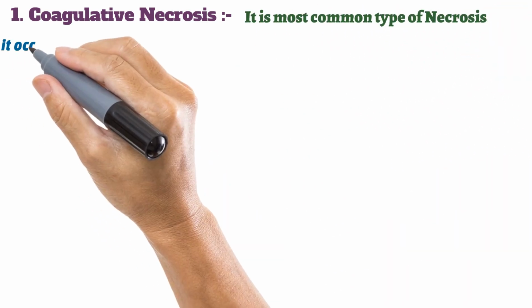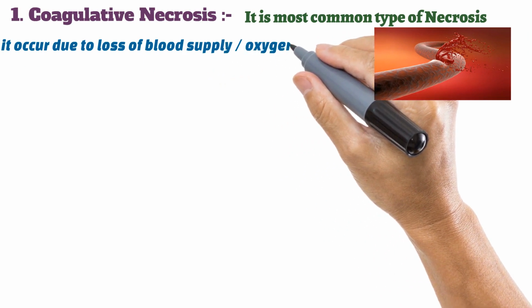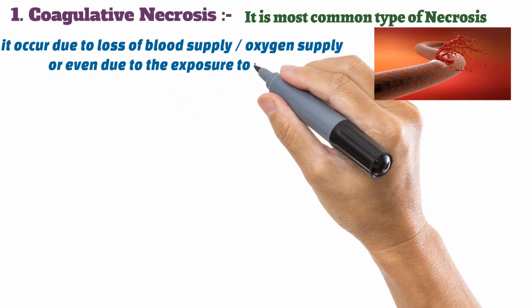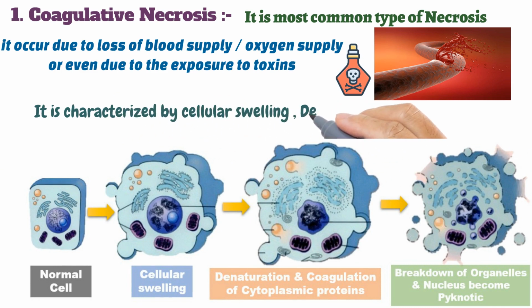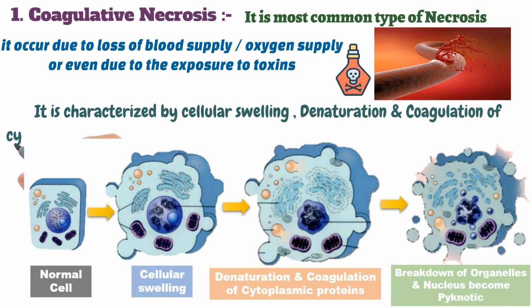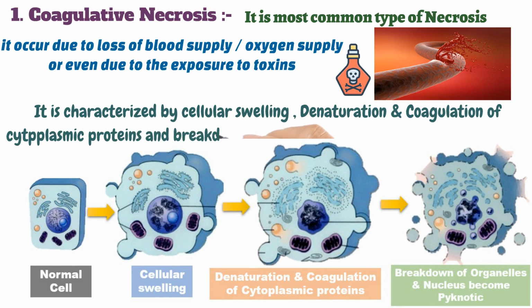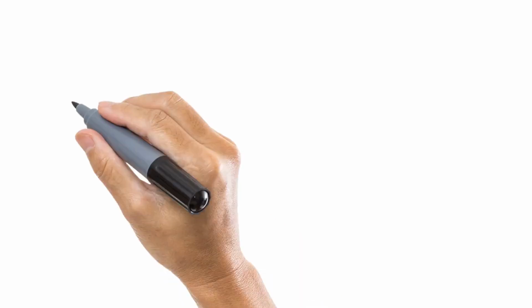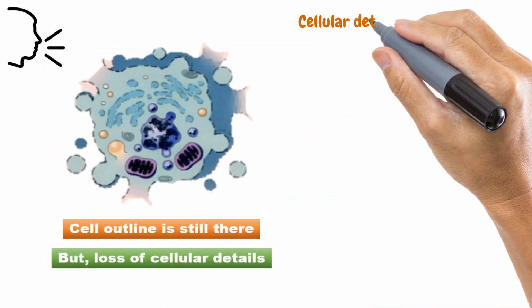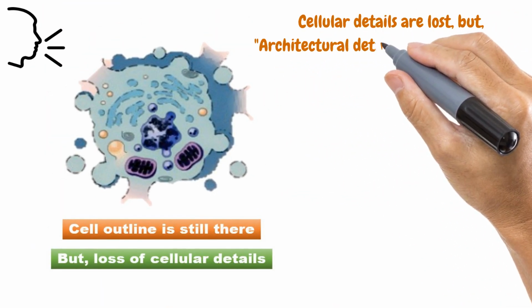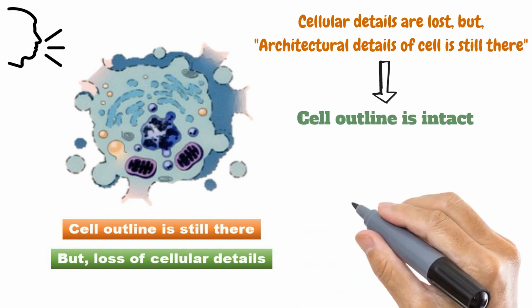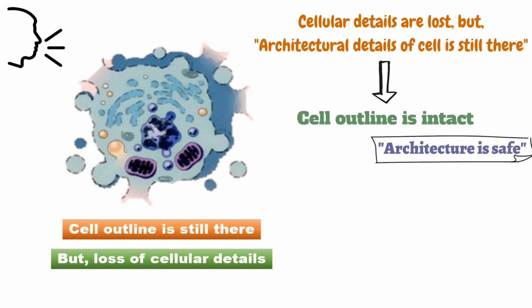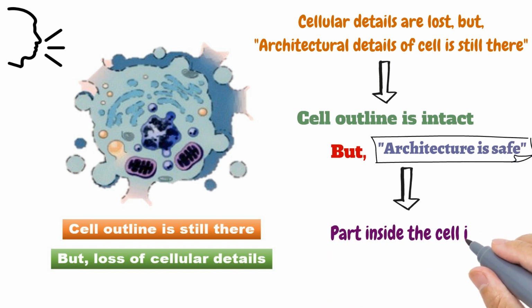It occurs due to the loss of blood supply or oxygen supply, and even due to exposure to toxin. It is characterized by cellular swelling, denaturation and coagulation of cytoplasmic protein, breakdown of organelles, and the nucleus becomes pyknotic. That's why we say cellular details are lost, but architectural details of the cell are still there, meaning the cell outline is intact, the architecture is safe, but the part inside the cell is dead.